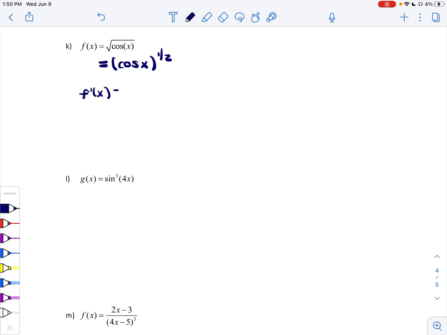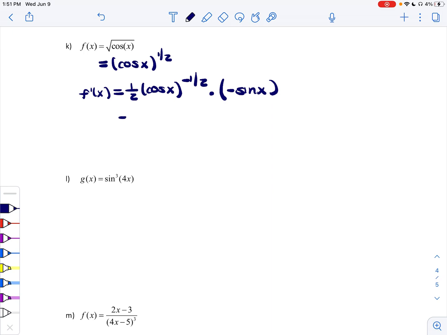So if we take our derivative, we'll do power rule first. So pull down our 1/2 and then subtract 1 from our exponent, which gives us a negative 1/2 as our new power. And then chain rule, multiply by the derivative of cosine, which is negative sine.